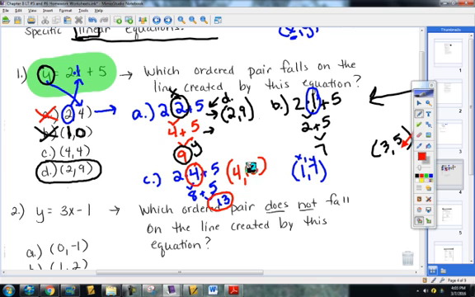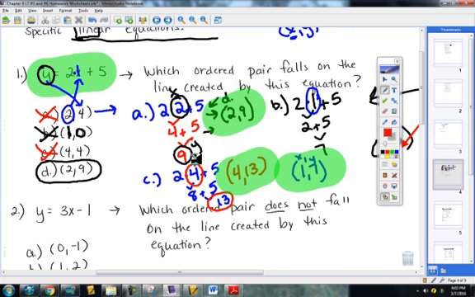So we know that this is a coordinate, this is a coordinate, this is a coordinate, this is a coordinate that falls on that line, but 4 itself is not a coordinate. Okay? So hopefully that's making sense.